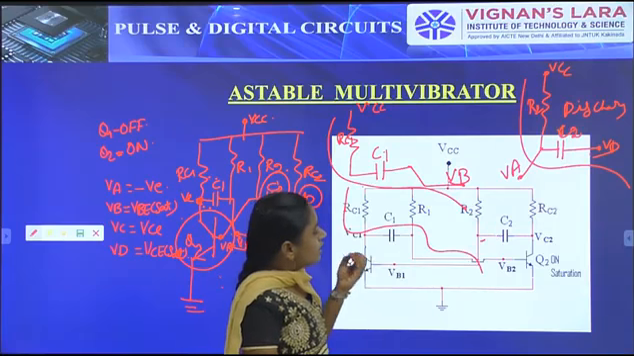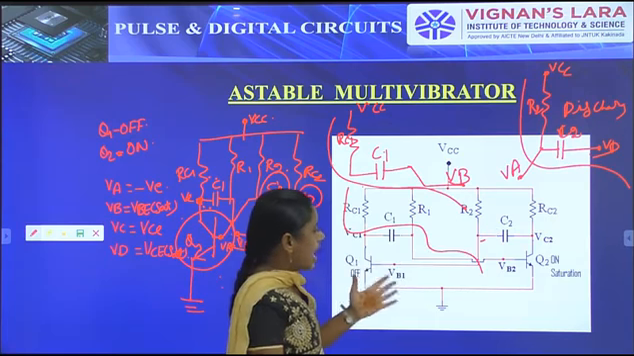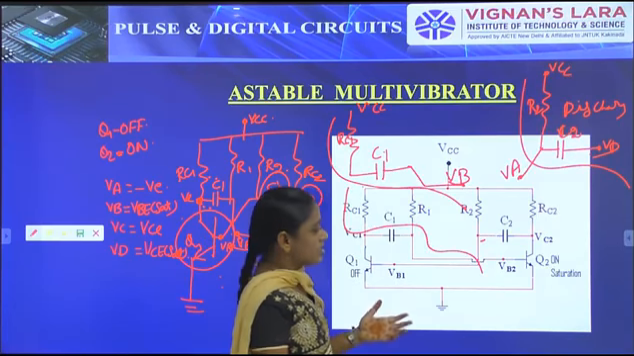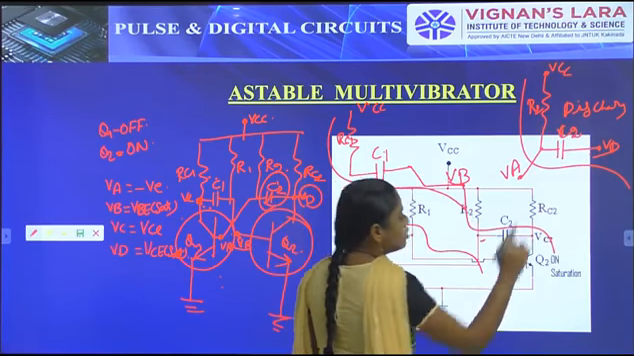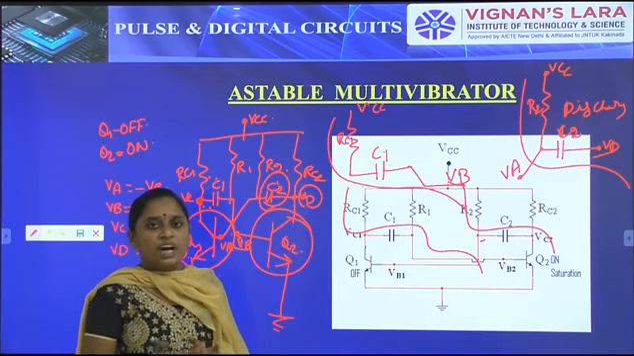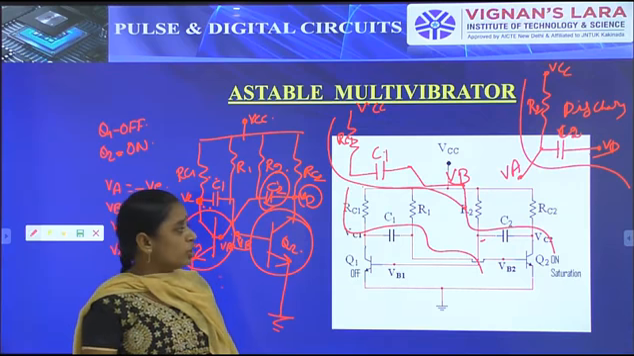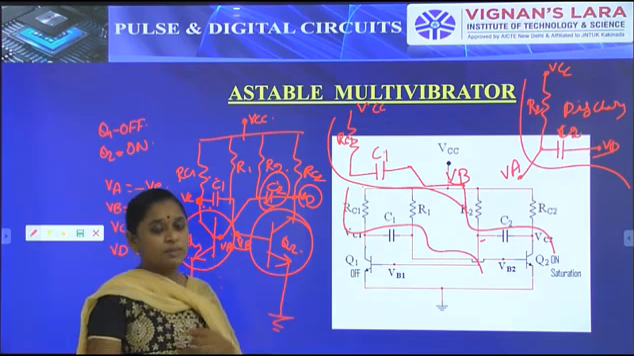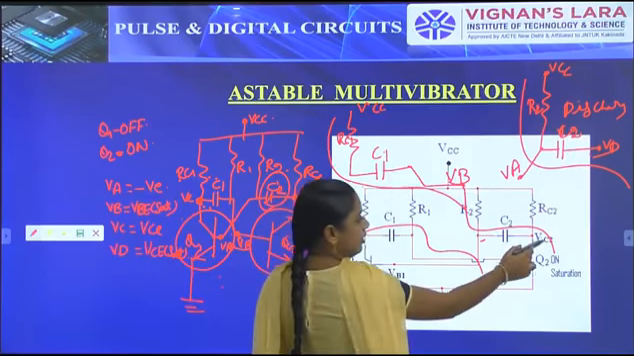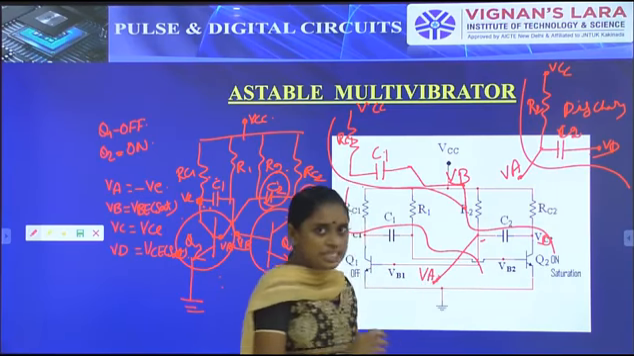Why? Because in this particular time C2 is connected in between VCE sat and the negative voltage. So capacitor C2 starts discharging. While C2 starts discharging, what happens? When any capacitor starts discharging, it means it releases the voltage. One terminal of C2 will be connected at VC sat, another terminal will be connected to VD and VA. So nothing but it releases the voltage.